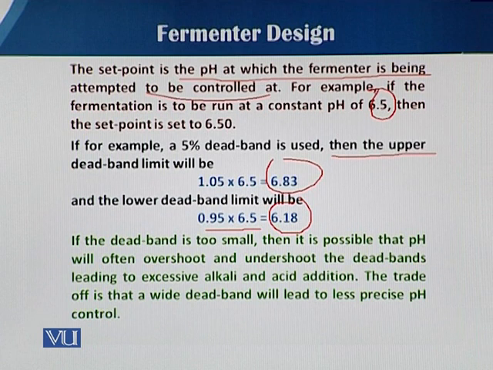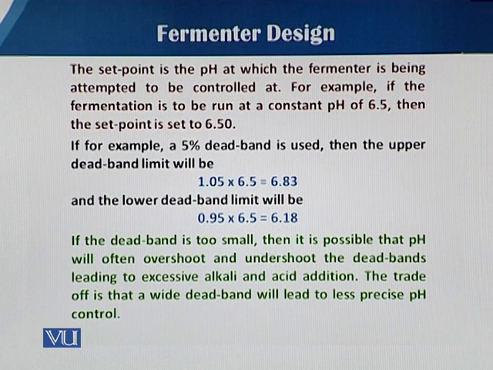If there is a set point of 6.5, and the pH goes to 6.7, then no pump will be switched on or off. In the same case, if the pH goes to 6.09, then no pump will be switched on. If it touches 6.83, then the acid pump will be switched on, and if the pH touches 6.18, then there will be a signal to the alkali pump. This is the calculation of the upper band and the lower band, which directly depends upon the dead band we decide before controlling or optimizing our processes.